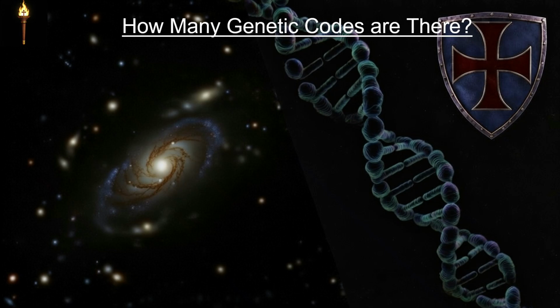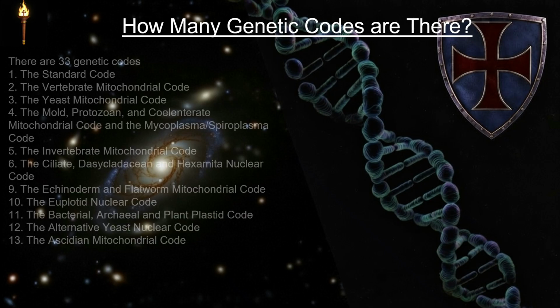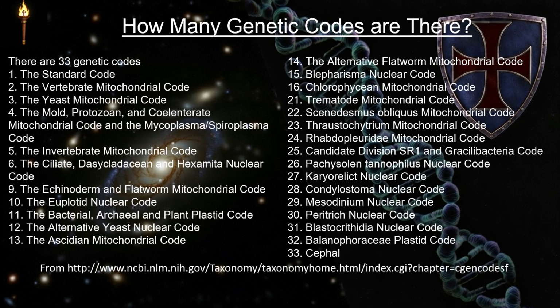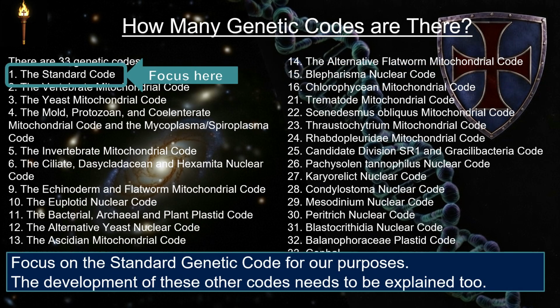But how many genetic codes are there? Well, it turns out there are 33 genetic codes. We're going to focus on the first one, which is what we call the standard genetic code. We do want to point out that the development of these other codes needs to be explained too.